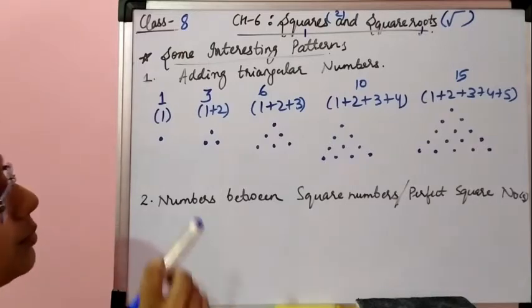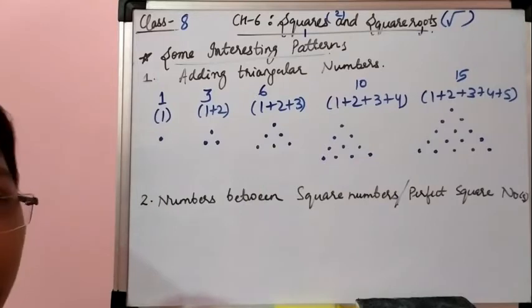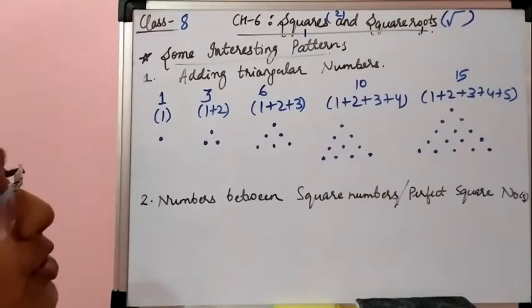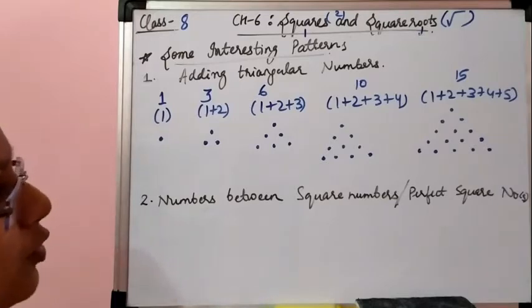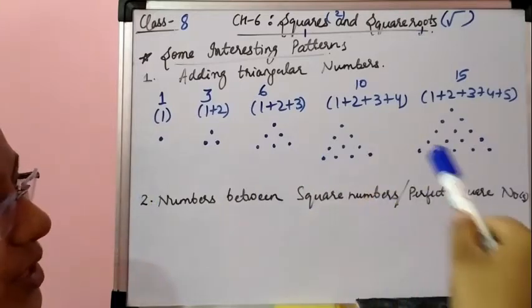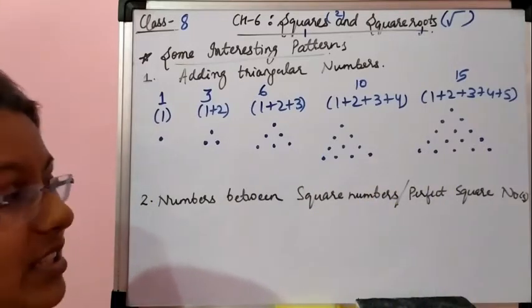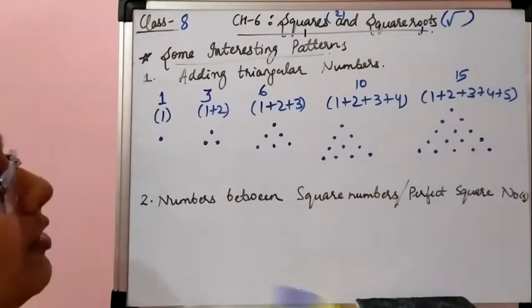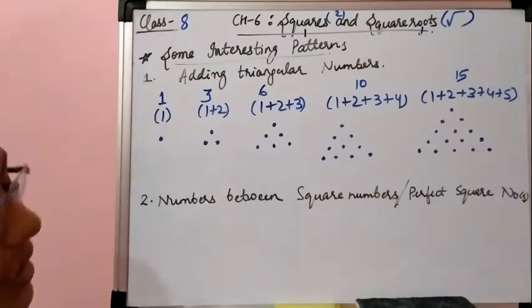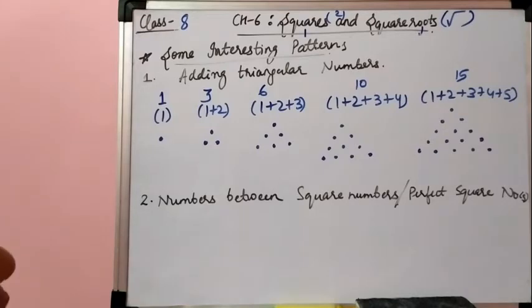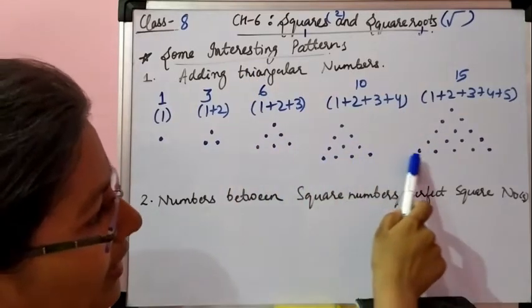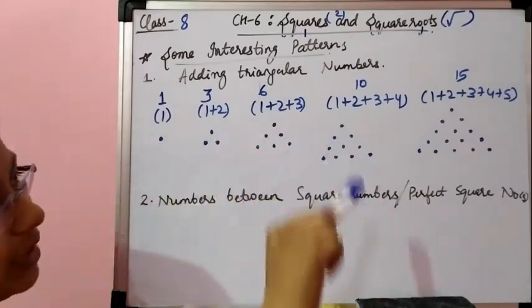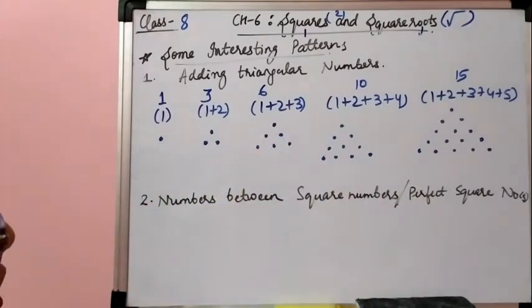For finding triangular numbers, whichever triangular number is asked, supposingly the question is what is the 10th triangular number? So you will add 1 plus 2 plus 3 plus 4 plus 5 plus 6 plus 7 plus 8 plus 9 plus 10. Whatever will be the answer, that will be the triangular number. And why is it named triangular number? Because when we write it in the form of dots, we can form a triangle with it.